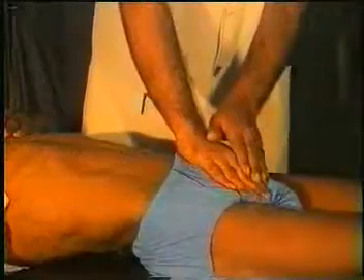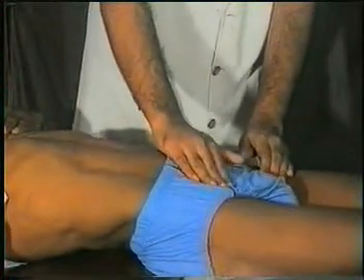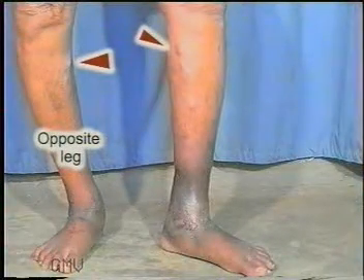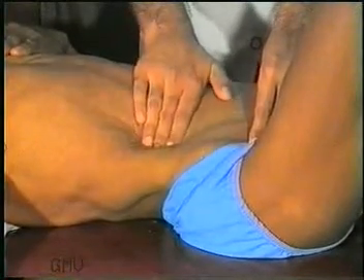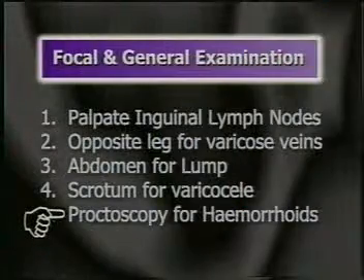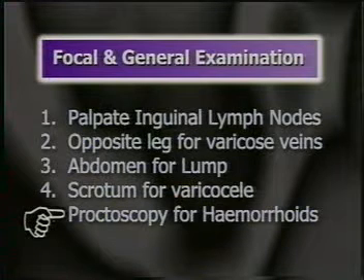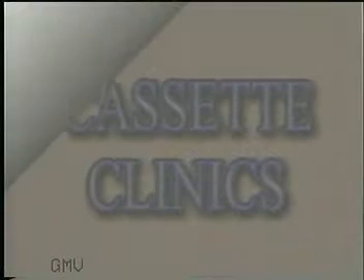Next, palpate the inguinal lymph nodes, which may be enlarged with varicose ulcers and deep vein thrombosis. Examine the opposite leg for varicose veins. Palpate the abdomen for any lump pressing on the pelvic veins. Examine the scrotum in standing position for varicocele and testicular tumor, and perform proctoscopy to rule out coexisting hemorrhoids. This completes the clinical examination of a case of varicose veins.